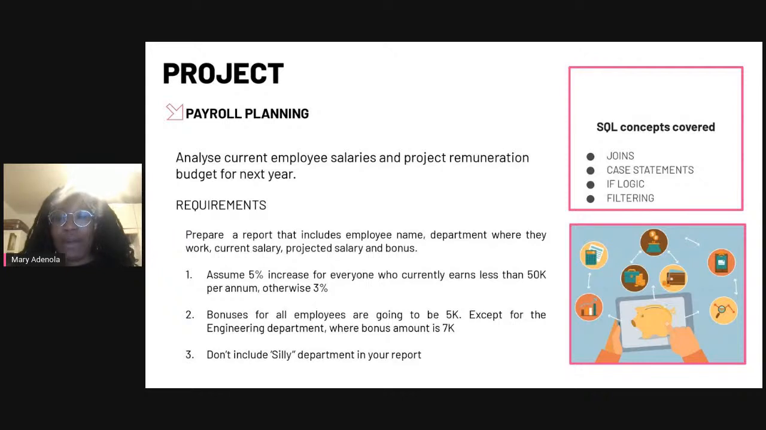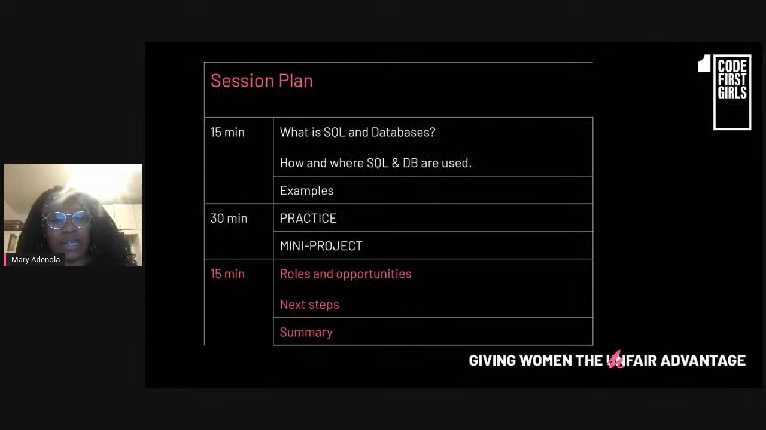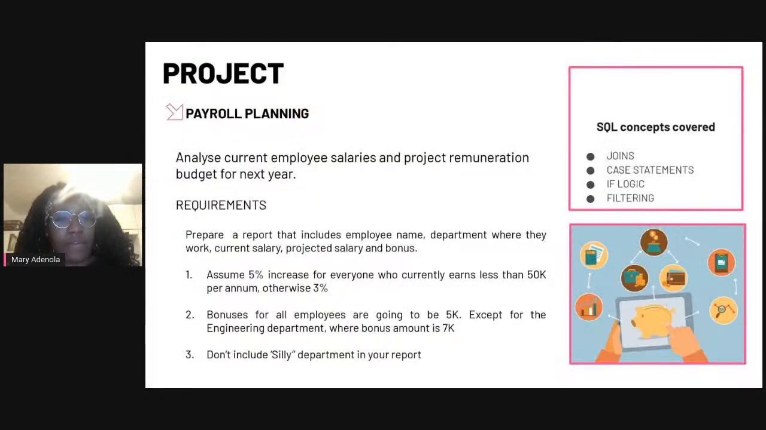Okay, so we have our mini project, and our aim is to prepare a report that includes employee name, department, current salary, projected salary, and bonus. For the projected salary and bonus, we don't have that yet. That's going to be calculated in points 1 and 2. But let's work on actually preparing this report first of all. We can do so by just using the select statement and extracting the employee name, department, and also their current salaries in SQL.